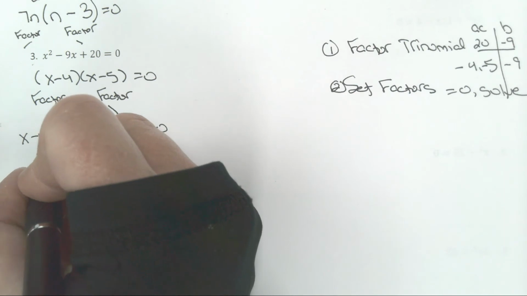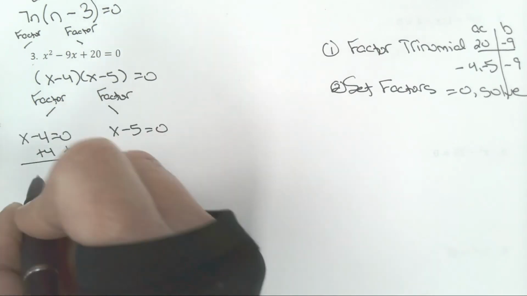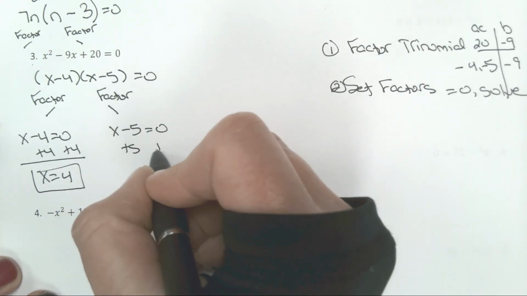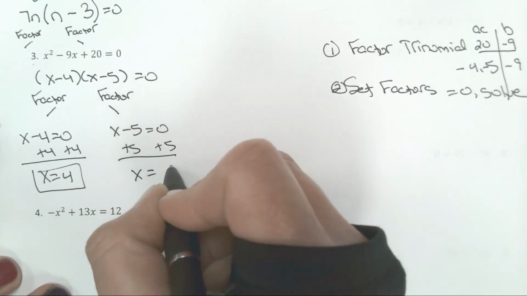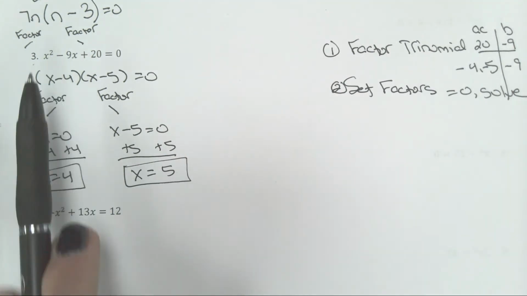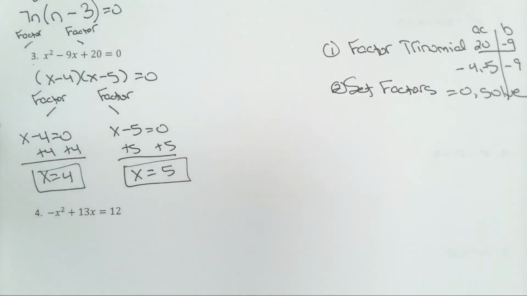So I'm just going to do algebra. I'm going to solve for x. So x equals 4. Add your 5 over, and x equals 5. My biggest exponent is 2. I get 2 answers.